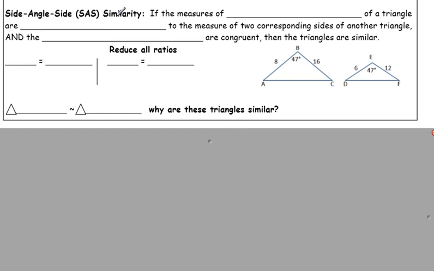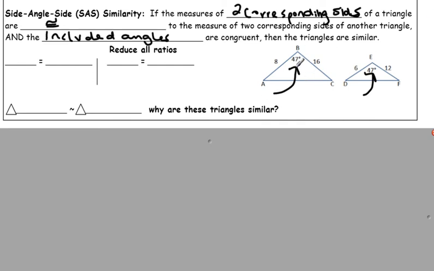Finally, we have the side angle side similarity. Remember, in similar triangles, the corresponding angles must be congruent. The sides are going to be proportionate. So if you have the measures of two corresponding sides of a triangle that are congruent to the measures of two corresponding sides of another triangle, and the included angles are congruent, then the triangles are similar. Remember, included means the angle formed by two given sides.